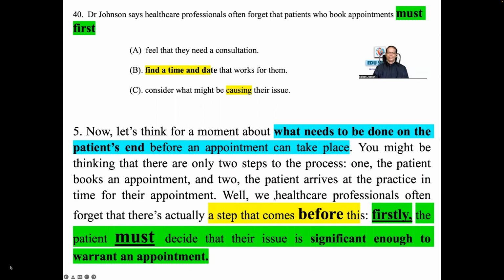So what should be done? Firstly, see, first is given here as a clue. Firstly, the patient must decide that their issue is significant enough to warrant an appointment. Feel that they need a consultation. Find a time and date now. Consider what might be causing their issue. Nothing about causes here. Nothing about date and time. There is nothing, no mention of date and time. Feel that they need a consultation. Patients should first of all feel they need a consultation. That seriousness should be there.